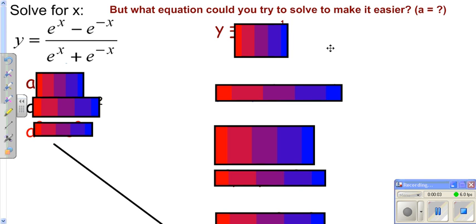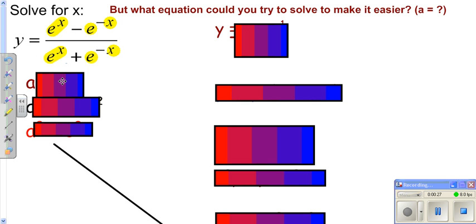We're going to go ahead and solve this one here. Now, just like the last couple of problems we've been looking at, you may want to try to rewrite this. What could you replace over here with, say, an a to make it easier? Well, you'll notice you have an e to the x that shows up and an e to the negative x.